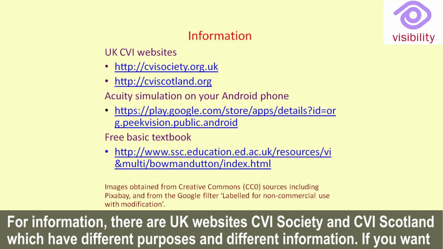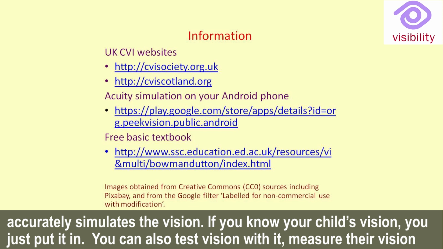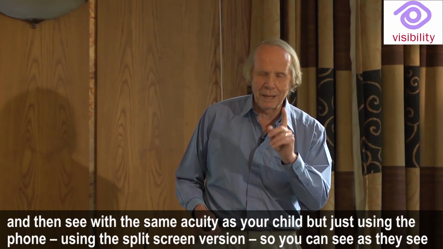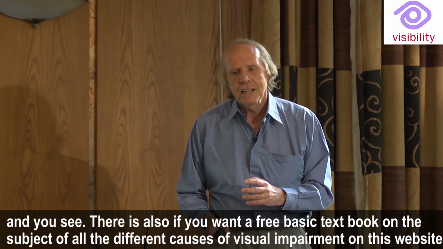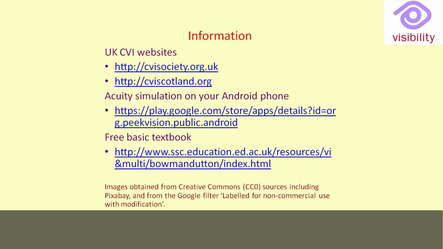For information, there are UK websites, the CVI Society and CVI Scotland, which have different purposes and different information. If you want to simulate visual acuity on your Android phone, go to this website, which means that you can download a piece of equipment for free which accurately simulates the vision. If you know your child's vision, you just put it in, and you can even test vision with it and measure their vision, and then see with the same acuity as the child by just using the phone, using the split screen version, so you can see as they see and you see. There's also a free basic textbook on the subject of all the different causes of visual impairment on this website. And just to say that the images were obtained from Creative Commons sources and Pixabay and from Google filtered for non-commercial use with modification.